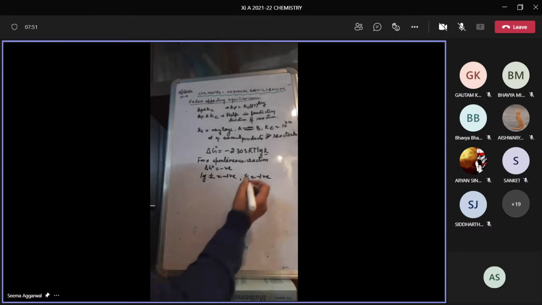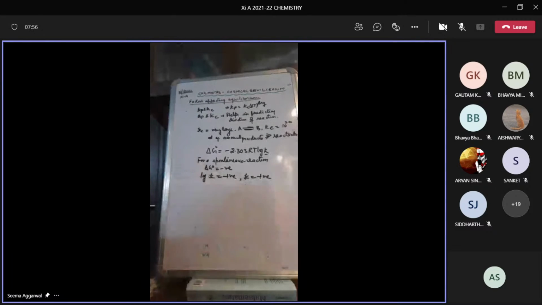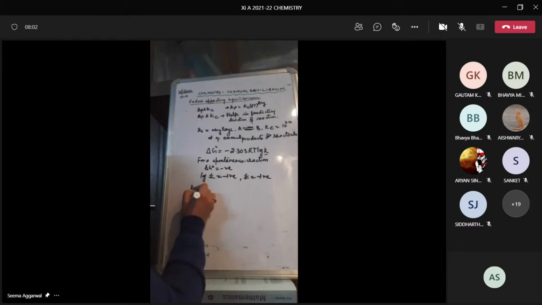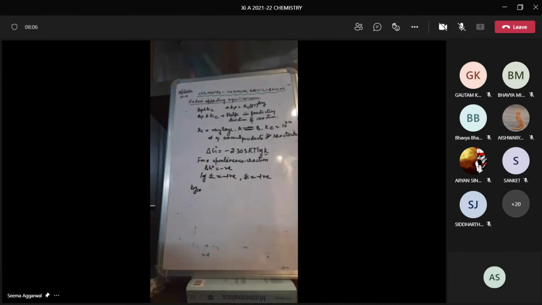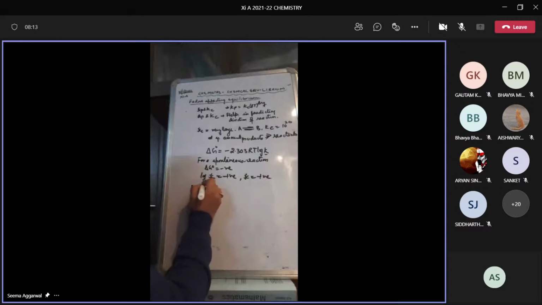For the time being, when we are doing pH, I will tell you how to calculate from the log values from the table. But just remember the values of a few logs. Whenever I am writing log, it is base 10. These values we are calculating from the table. And what is log 10 to the base 10? Log 10 is equal to 1.